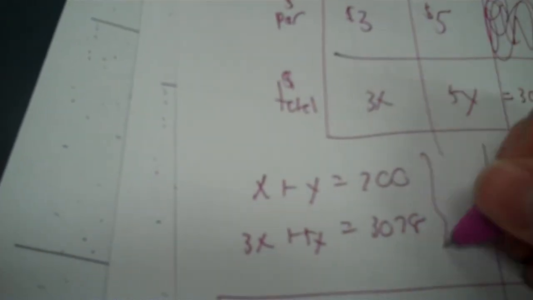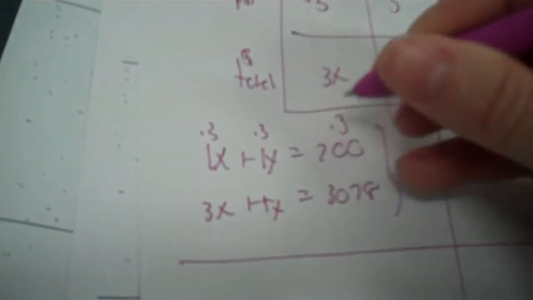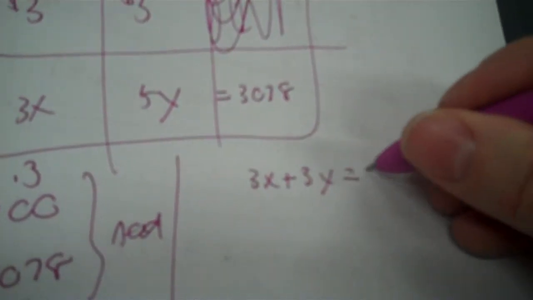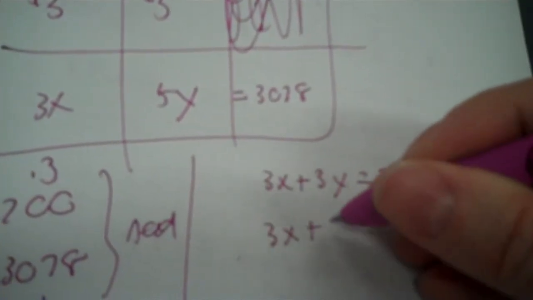Okay, so we have 2 equations, the top and bottom. We got x plus y equals 700, and then 3x plus 5y equals 3,078. You're going to have to use elimination. You're not going to get it to work there, so you need to multiply. So 1x times 3 is 3x, 1y times 3 is 3y. 700 times 3 is 2,100. The bottom remains the same.